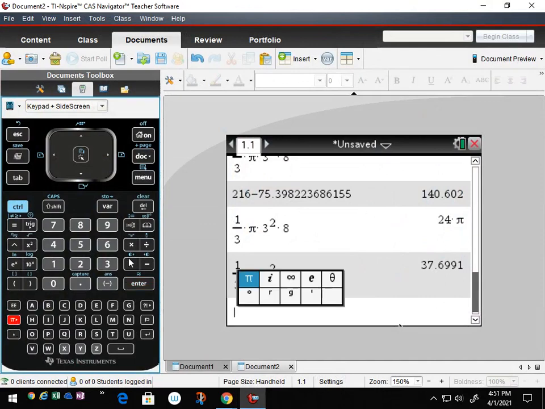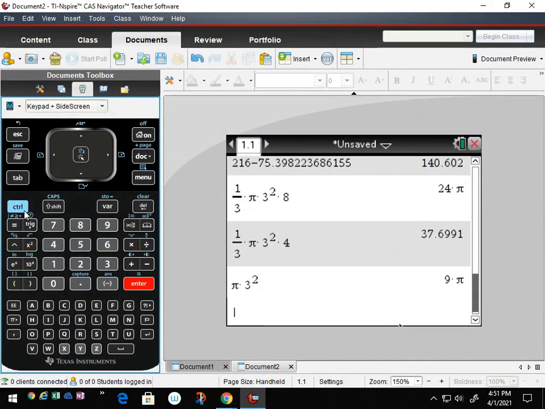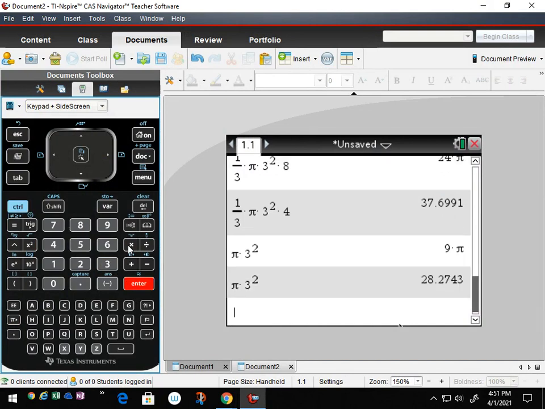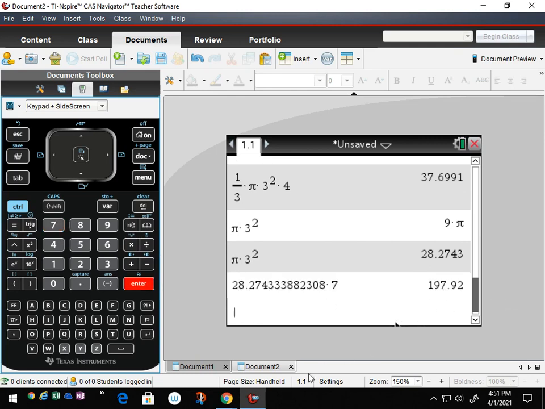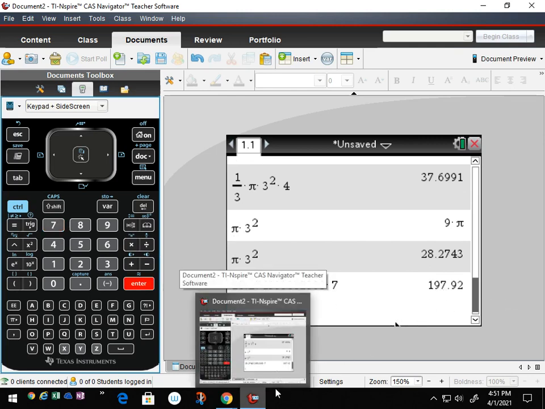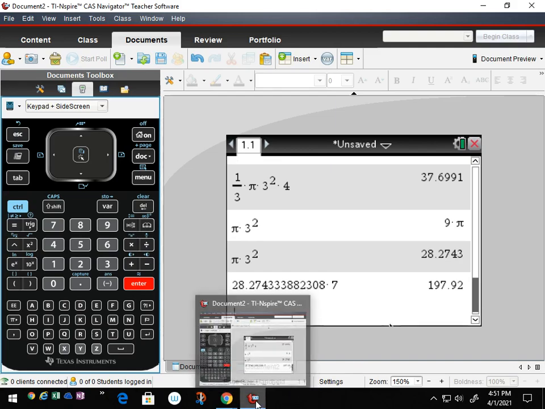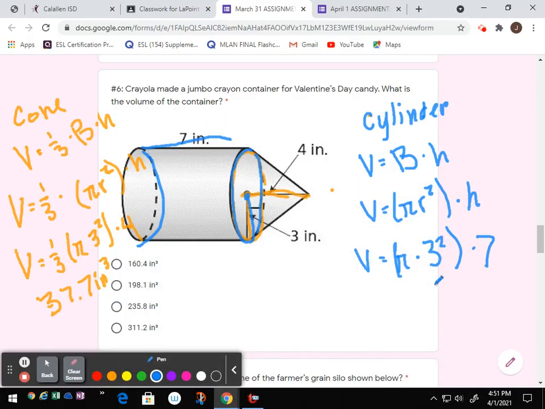Let's multiply all this together. So we have pi times 3 squared, and we're going to multiply this number times 7, which is the height. We get 197.9 if we round. Okay, 197.9 inches cubed. All right. Now we have the volume of both our 3D shapes.